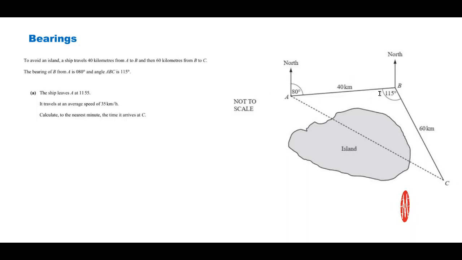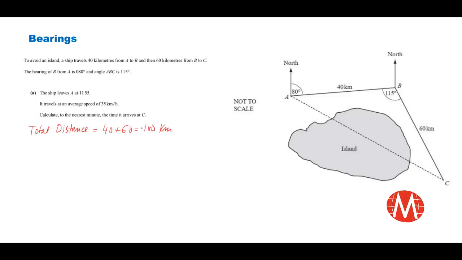And the bearing of this B from A is 80 degrees. The ship leaves A at 11:55 and the average speed of the whole of the journey is 35 km per hour. Now we have to calculate at what time it will reach point C.